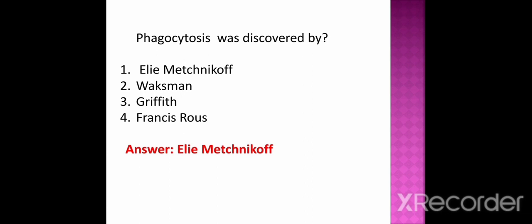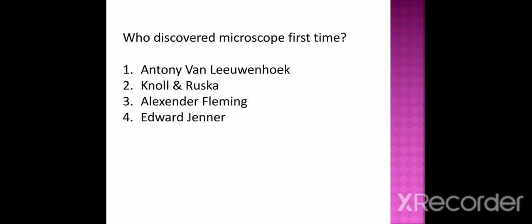Metchnikoff discovered that some blood leukocytes could engulf disease-causing bacteria. He called these cells phagocytes, and the process was known as phagocytosis. So, phagocytosis was discovered by Elie Metchnikoff. Who discovered the microscope for the first time?